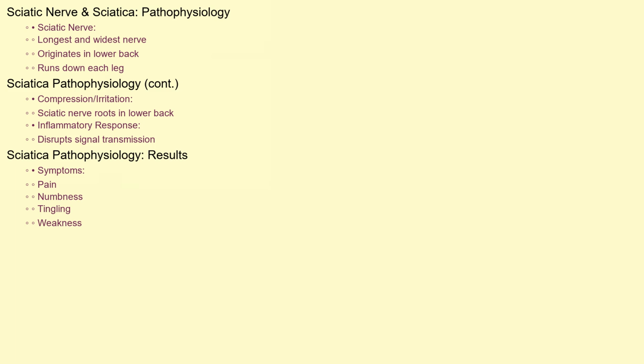Now let's talk pathophysiology, what's actually happening inside. The sciatic nerve, the longest and widest nerve in your body, originates in the lower back and runs down each leg, branching into smaller nerves that innervate the foot and toes. When something compresses or irritates the sciatic nerve roots in the lower back, it triggers an inflammatory response. This inflammation and compression disrupts the nerve's ability to transmit signals properly. The result: pain, numbness, tingling, and weakness along the nerve's pathway.